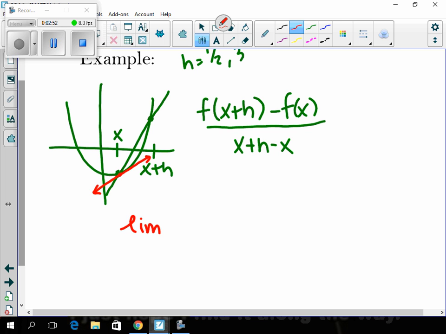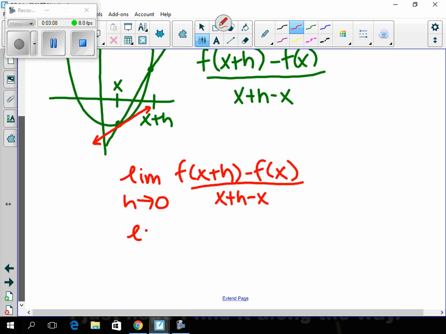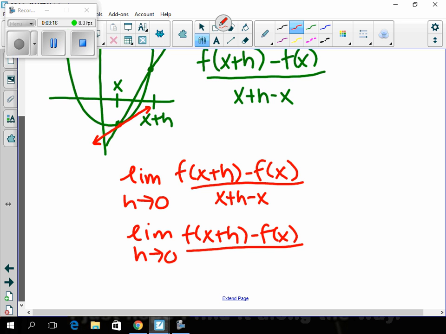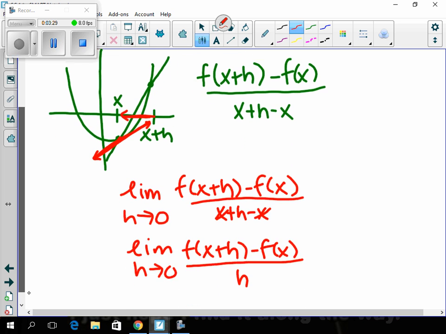So if I wanted to find the slope right at x, I want to take the limit as h goes to 0 of f of x plus h minus f of x all over x plus h minus x. And if we simplify this, we get the limit as h approaches 0, f of x plus h minus f of x. Our x's cancel out, so we just get this over h. So the idea is that we're making this interval smaller and we're finding the slope at x. Rather than the slope between 2 points, we're finding the slope right at x.